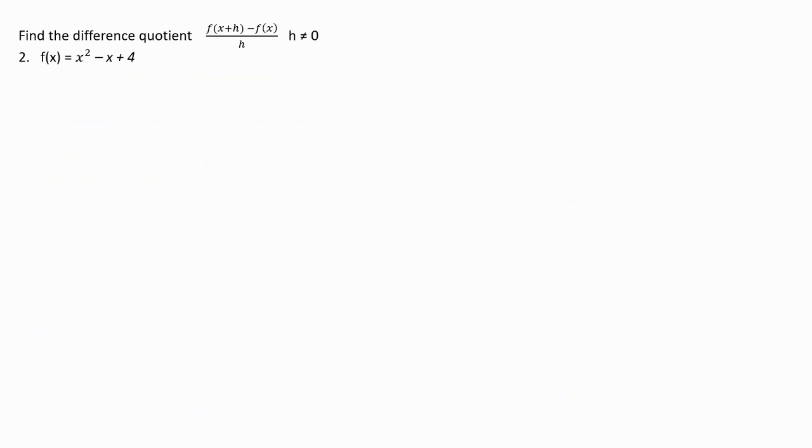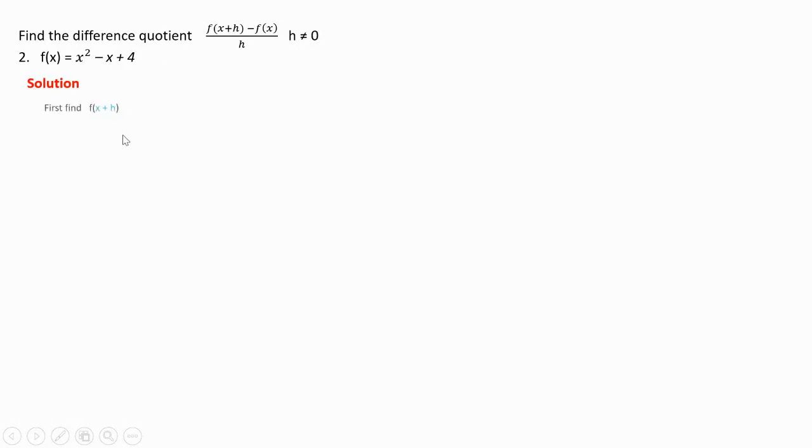Number two, it says find the difference quotient. We have f of x plus h minus f of x over h. This particular problem is going to assist you when you take the next math, if you have to take 1325. This is the beginning of doing derivatives. This is like the limit process. So it's good to know this type of problem. So we have f of x equals x squared minus x plus 4.